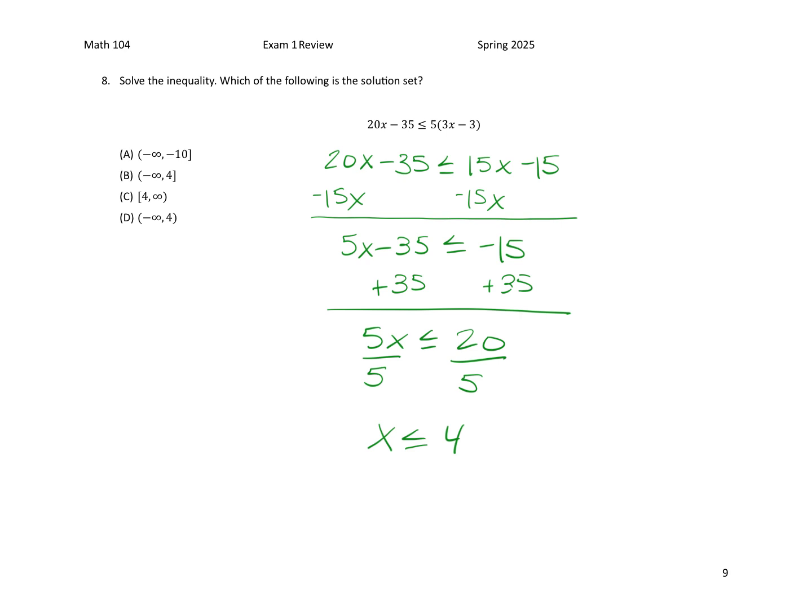And in interval notation, that would be negative infinity to 4. And I need to include the 4 because it's an or equal to. Okay, so this would be negative infinity to 4, including the 4, which is answer choice B.